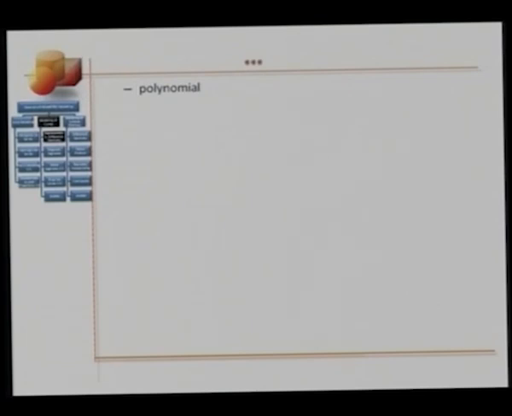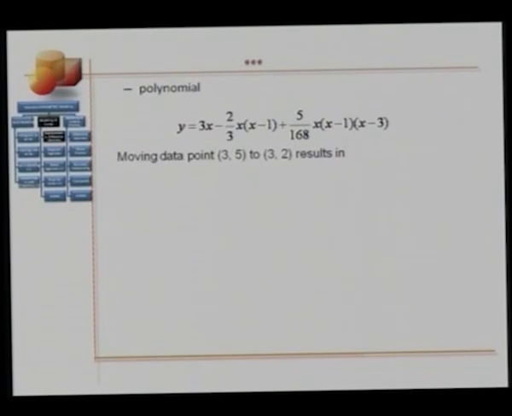The corresponding polynomial then becomes y equals 3 times (x minus 2) over 3 times (x minus 1) plus 5 over 168 times (x minus 1) times (x minus 3). If I try to move the third data point, (3, 5), to a new location, (3, 2), this polynomial is bound to change.